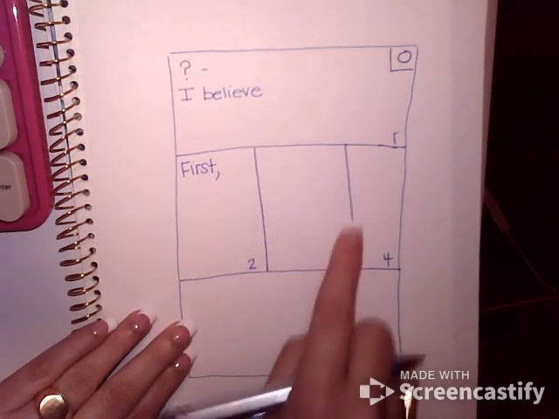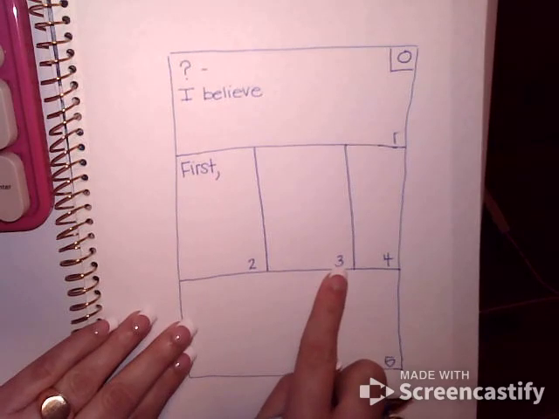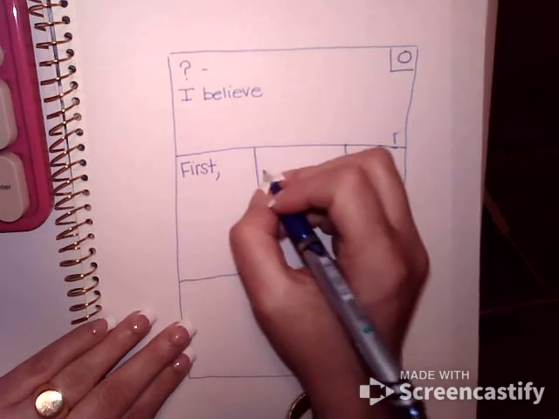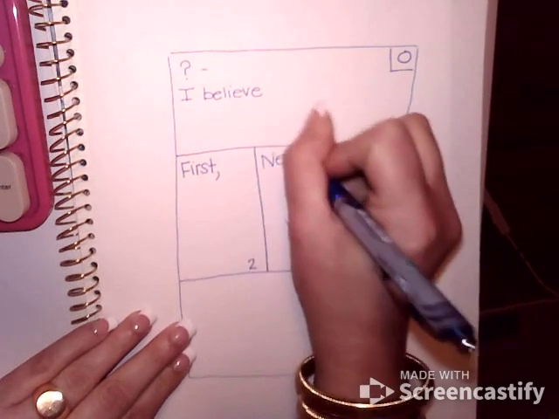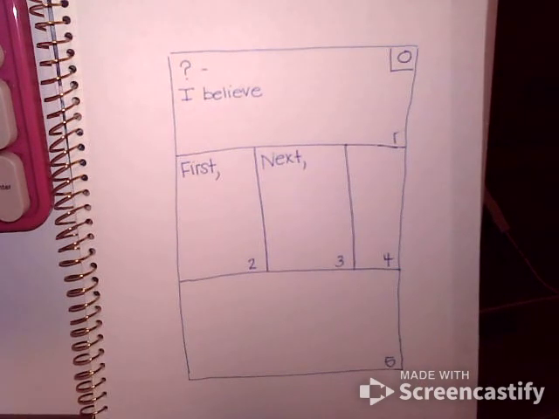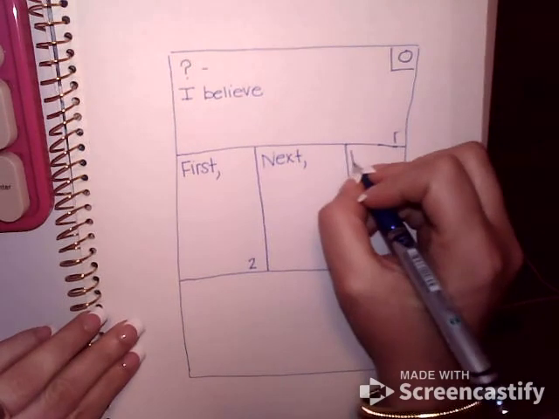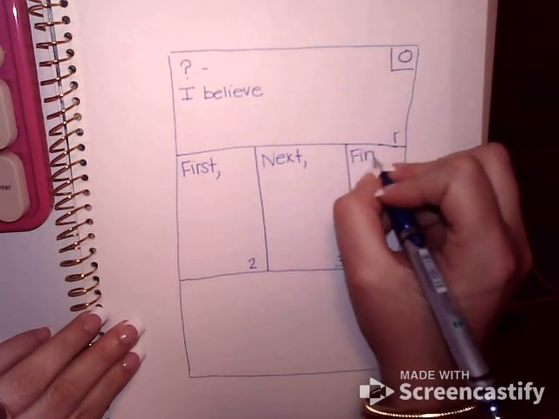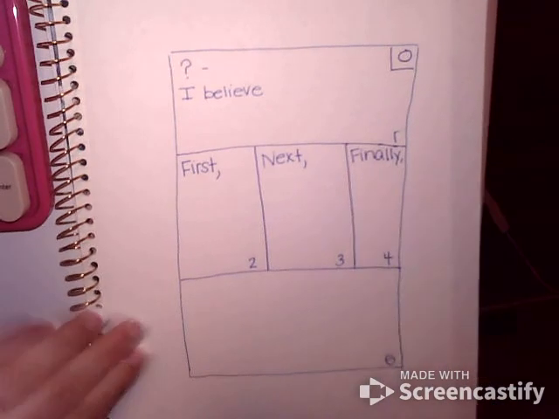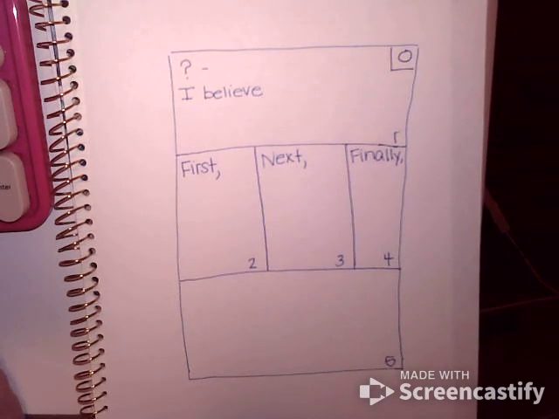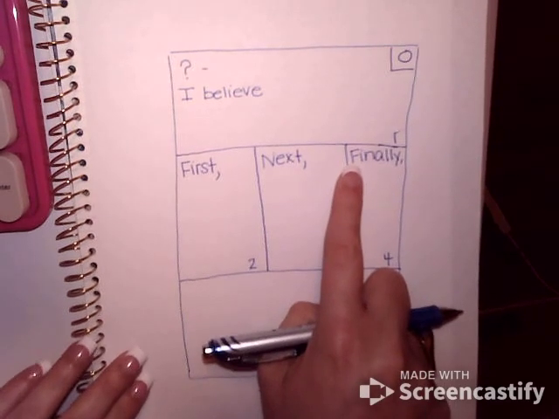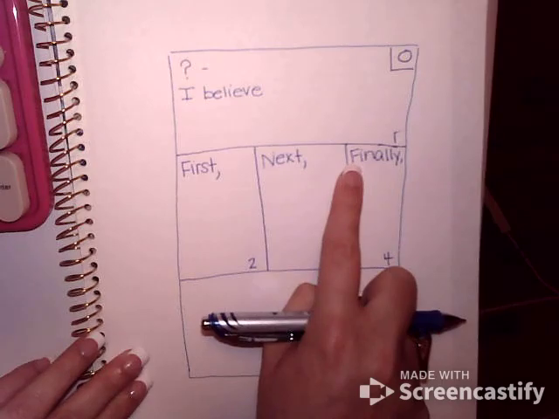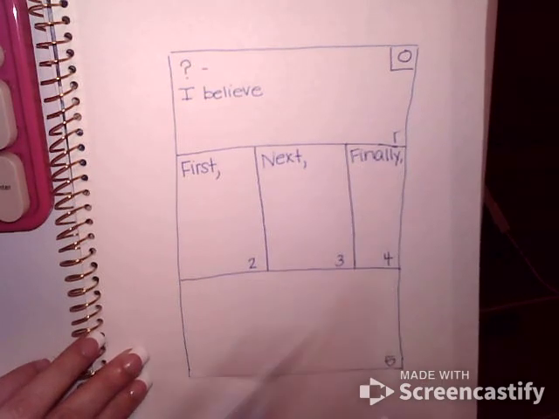Okay. Now in the box with the 3, this is going to be the next part of our paragraph. We're going to write the word next, comma. Make sure that you have an uppercase N, which tells you that that's the first letter of a sentence, and then make sure you have your comma. And in the next box, we're going to write the word finally. Same thing. Make sure the F in finally is an uppercase, because it will be the first letter of a sentence, and then your comma.